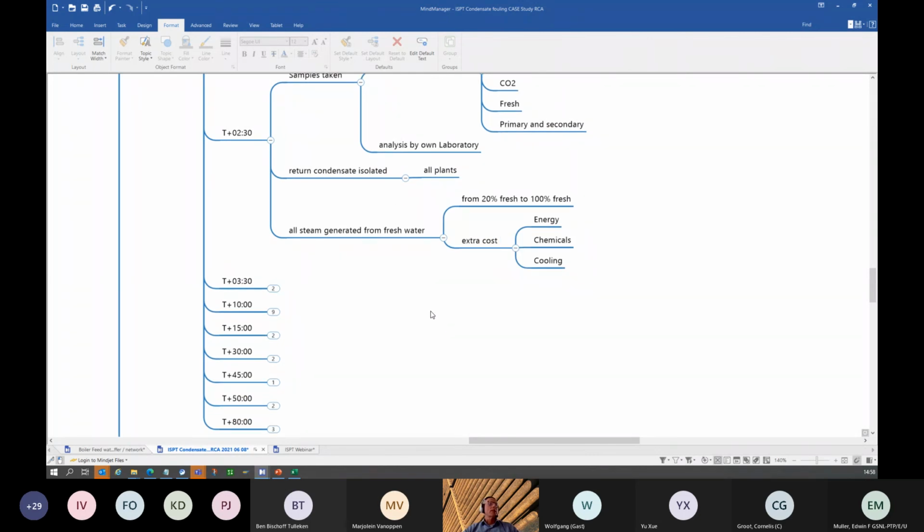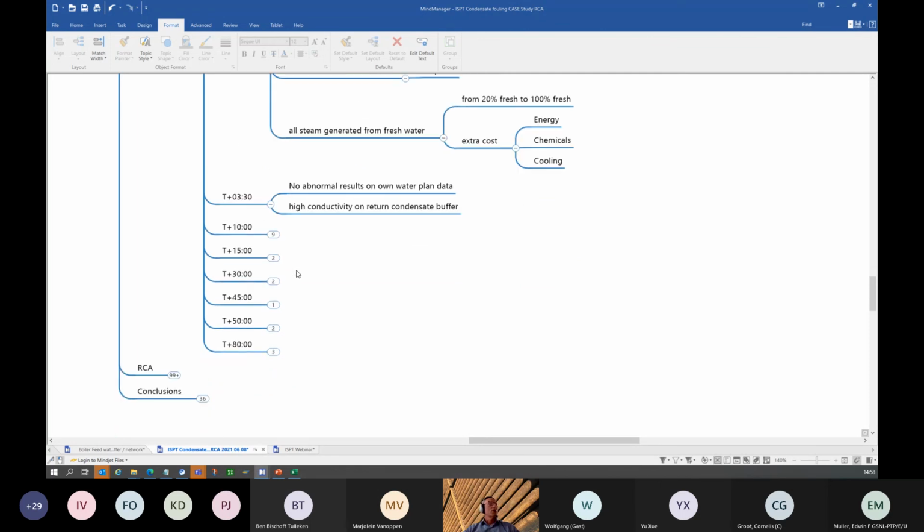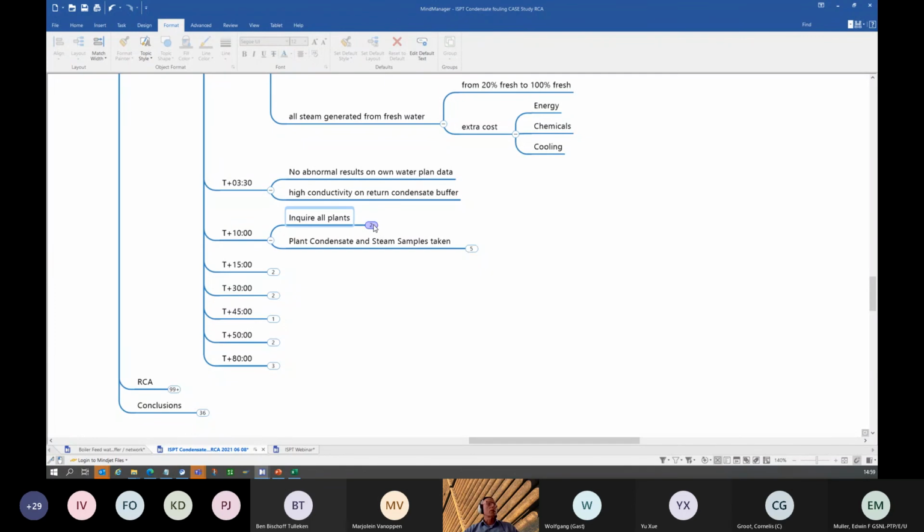We would have extra energy, extra chemicals, extra cooling. And all of this on a Friday evening. We found no abnormal results on our own water plant, so the water plant was right, but we did find a high conductivity on the return condensate buffer. Therefore, condensate probably was the problem.